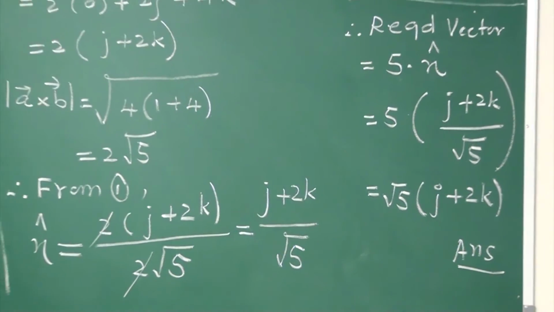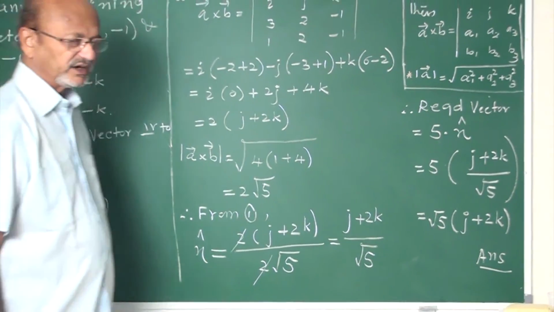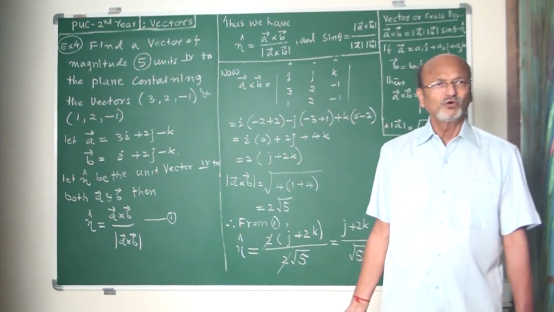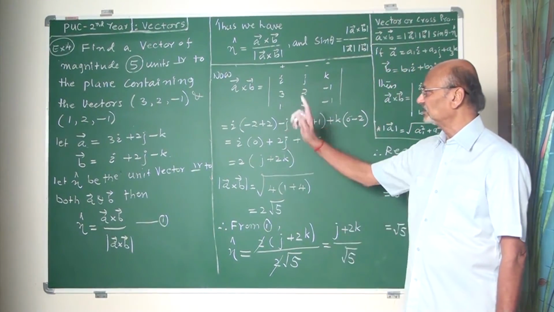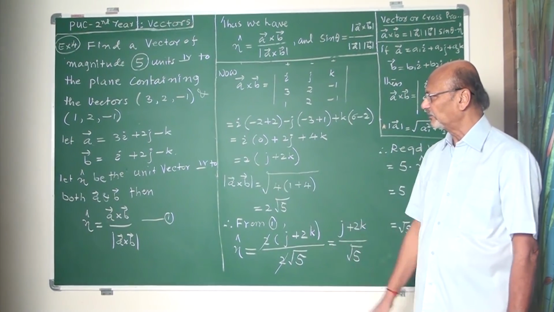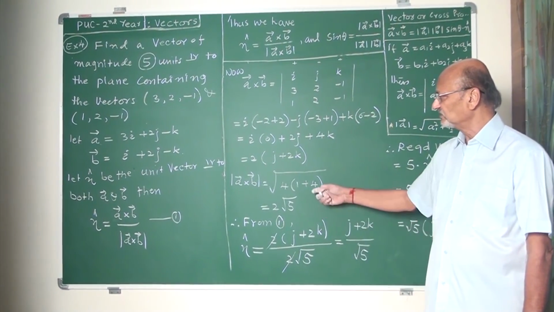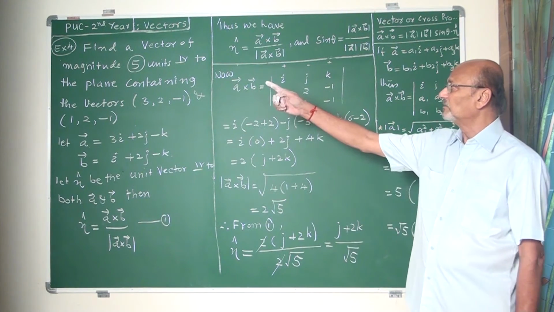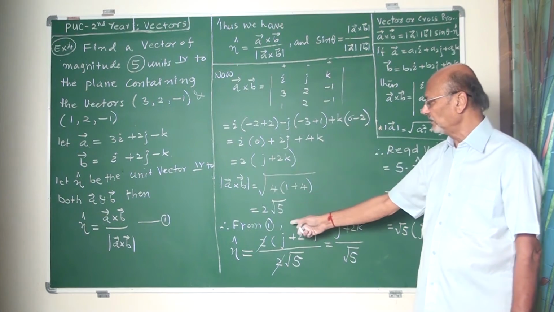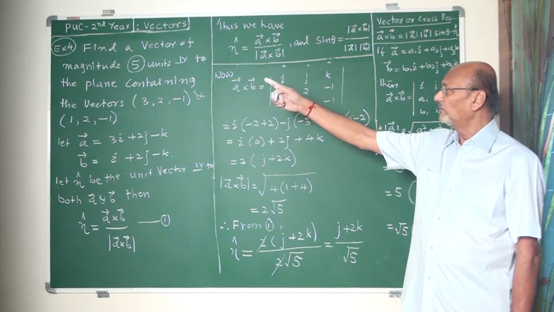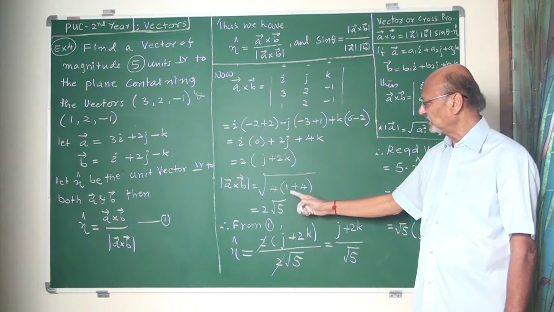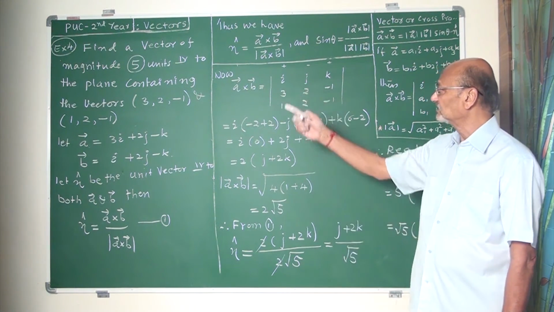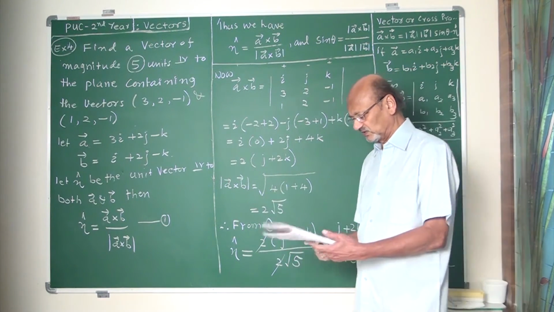It all depends upon, my friends, the marks allotment, either 2 or 3, depends on the examiner. Even in this case, first you have to find eta cap, which is A cross B upon magnitude of A cross B. Then if they mention magnitude 5 times eta cap, or magnitude 8 times eta cap, you just have to put the value of eta cap and you get the answer for this, my friends. Yes, copy it.